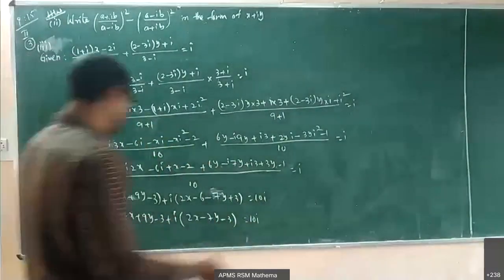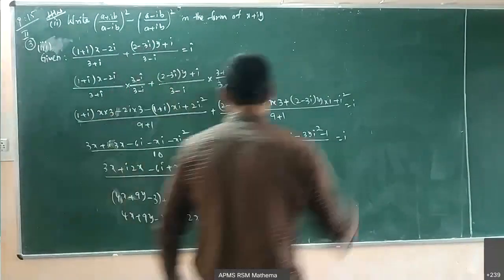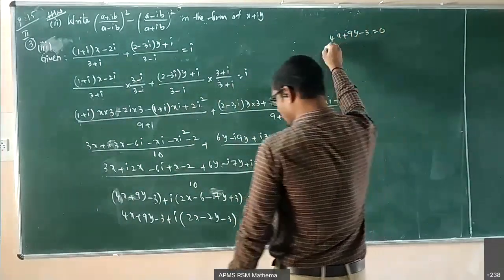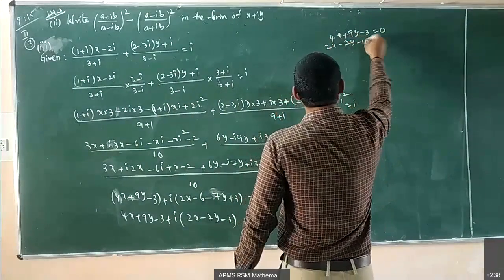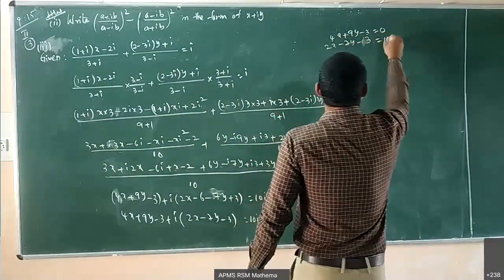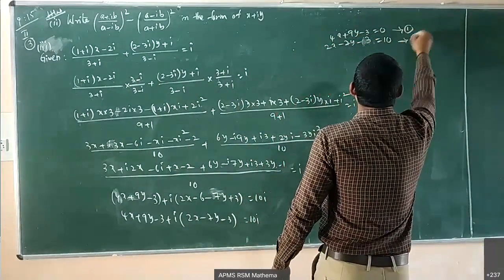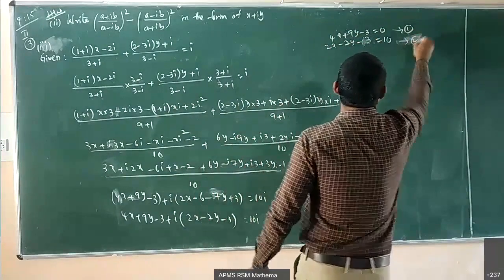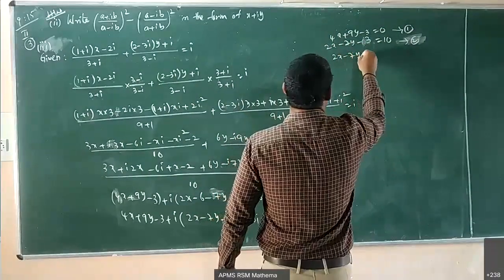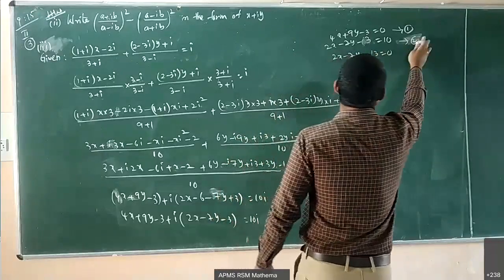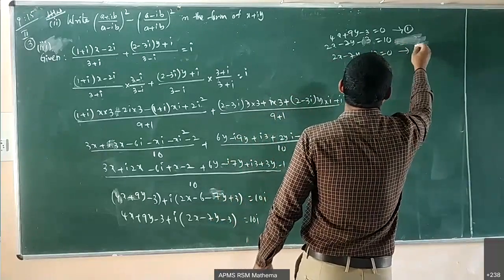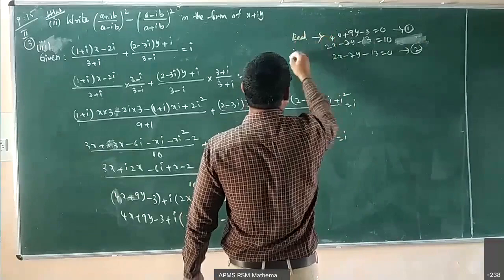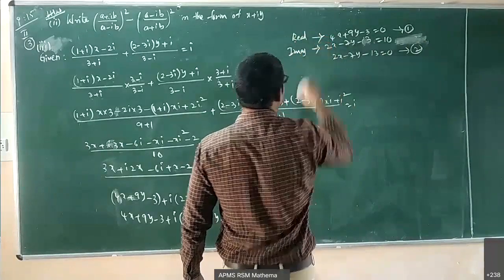Now if we compare again real and imaginary parts on both sides, 4x plus 9y minus 3 equals to 0, and 2x minus 7y minus 3 equals to 10. Let this be equation 1, this be equation 2. So we further simplify equation 2, we get 2x minus 7y minus 13 equals to 0. This is equation 2. This is from real parts if you equal, imaginary parts if you equal, you get this.